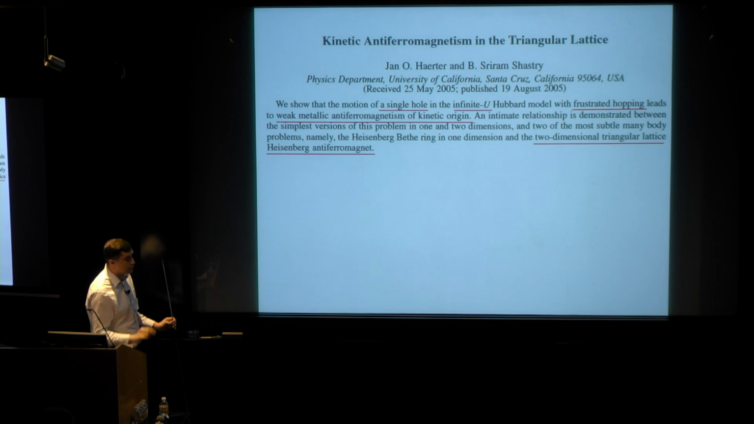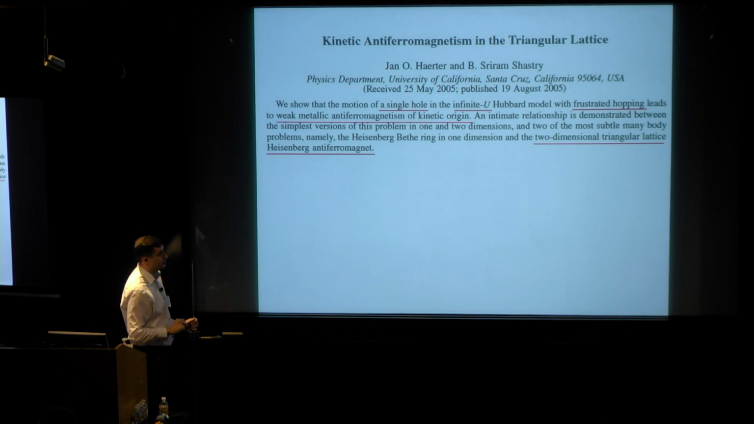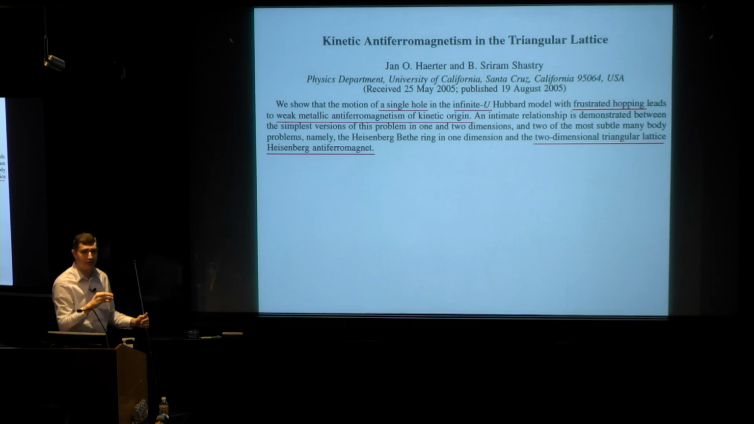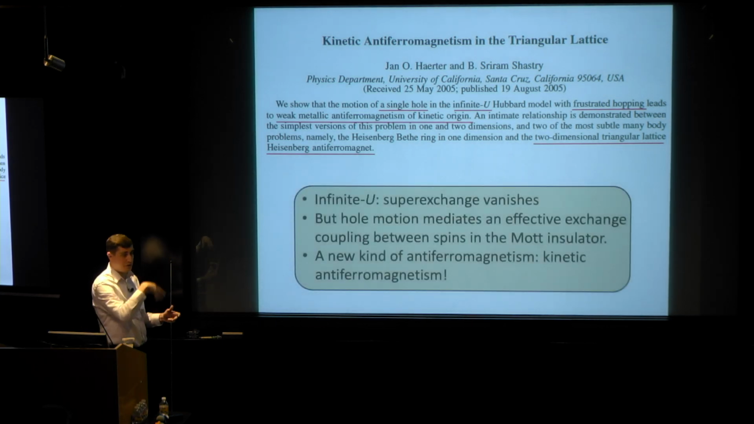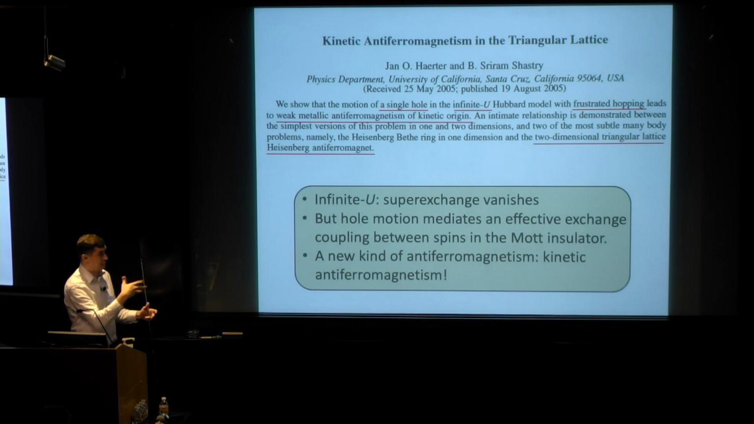And what they found was introducing a single hole in the infinite-U Hubbard model. So first, if you didn't have any holes, at finite U over t, you get this spiral antiferromagnet. But if you take U to infinity, then the superexchange is vanishing. Right? So you don't expect anything interesting there. But then if you introduce a single hole, what they find in this paper is that you recover the spiral antiferromagnet. But now the antiferromagnetism is not due to superexchange, but it's actually mediated by the presence, the motion of this hole. So this is the kinetic antiferromagnetism appearing in this system.